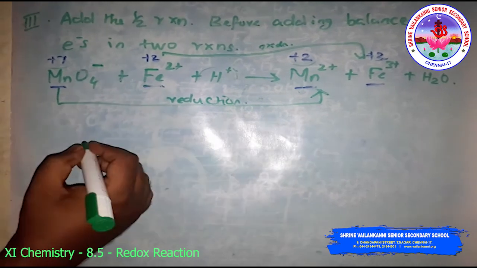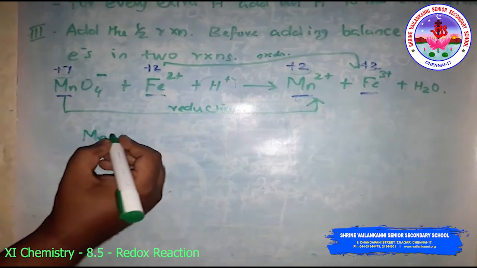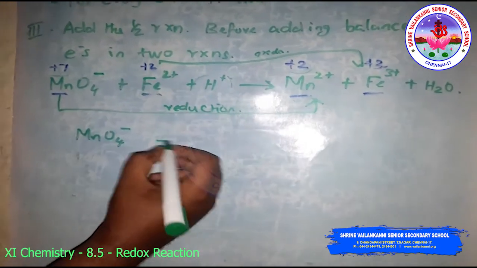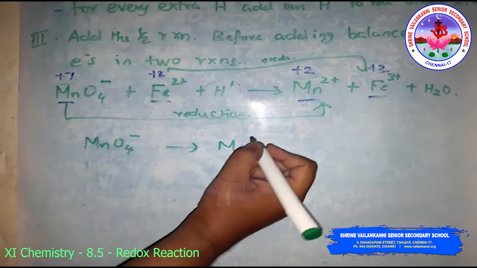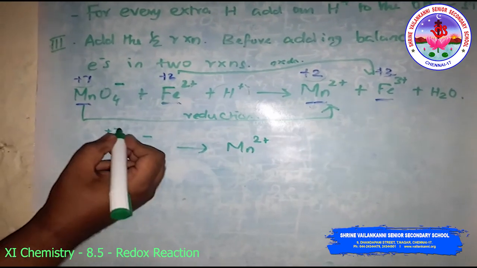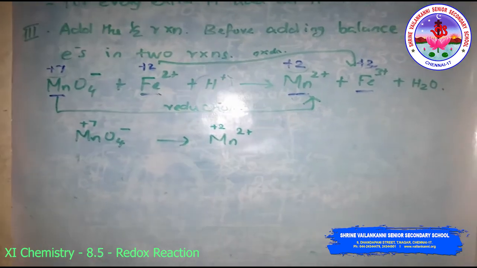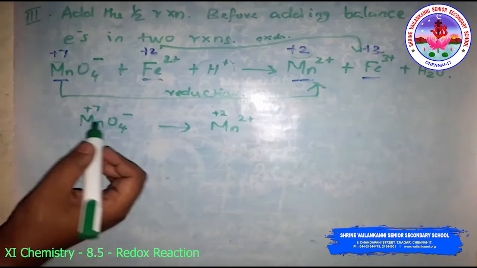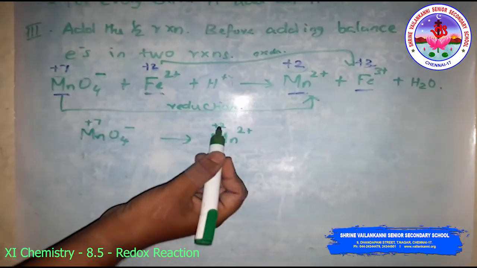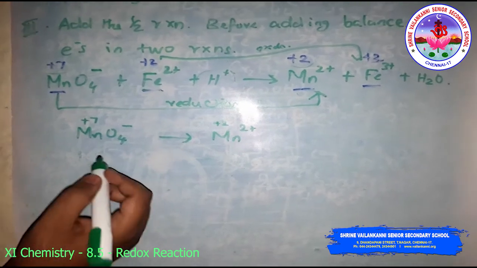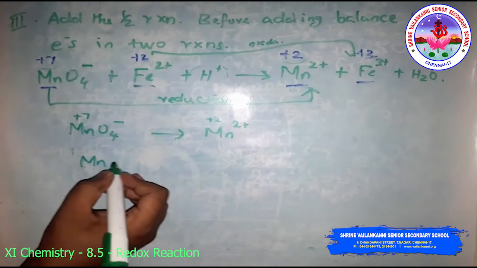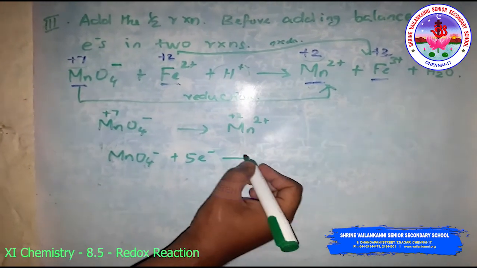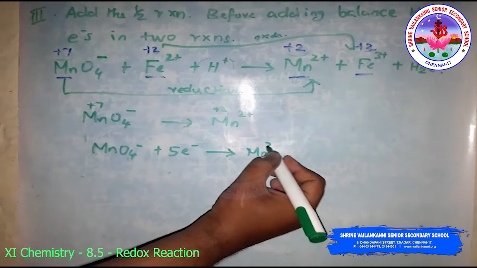Okay, now write first MnO4 minus to Mn2 plus. Here plus 7 to plus 2, right? The oxidation number. So how many electrons are gained here? 5 electrons. Plus 7 to plus 2 means 5 electrons are transferred, so the gain of electrons is 5. The gained electrons you have to add on the left hand side, then write the equation.